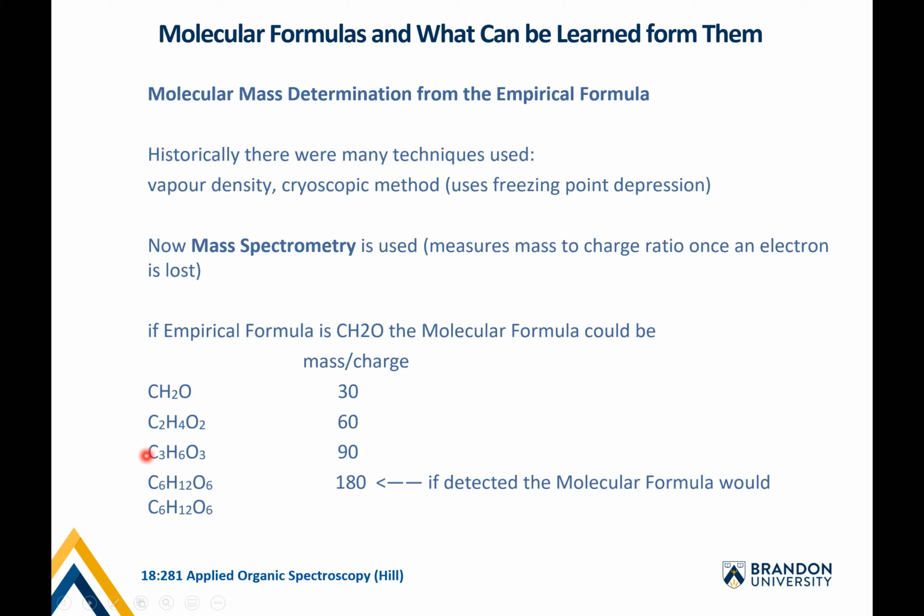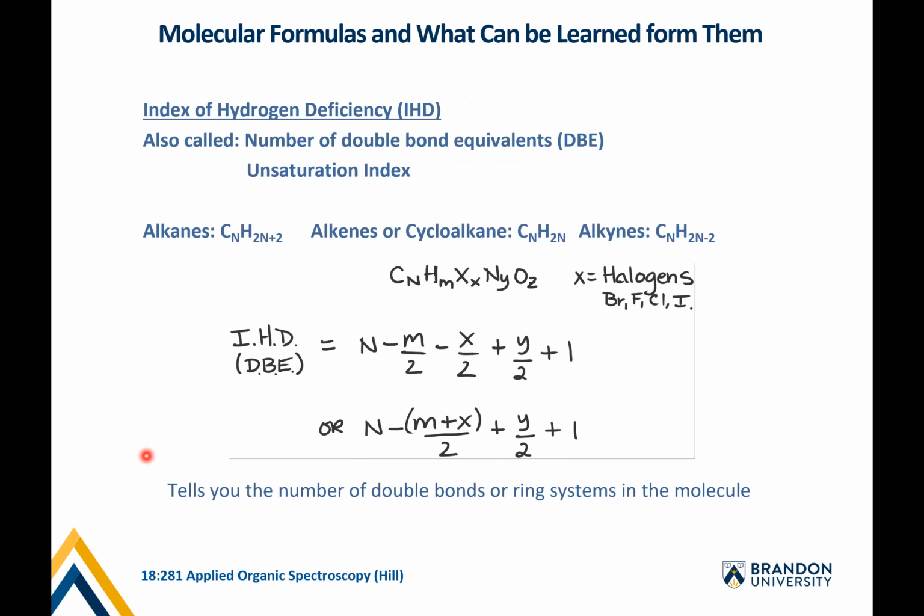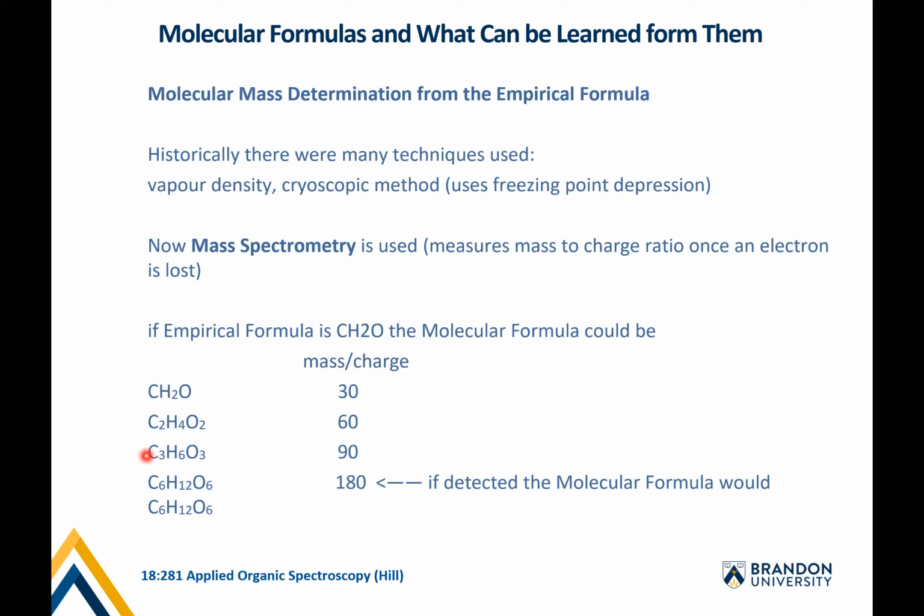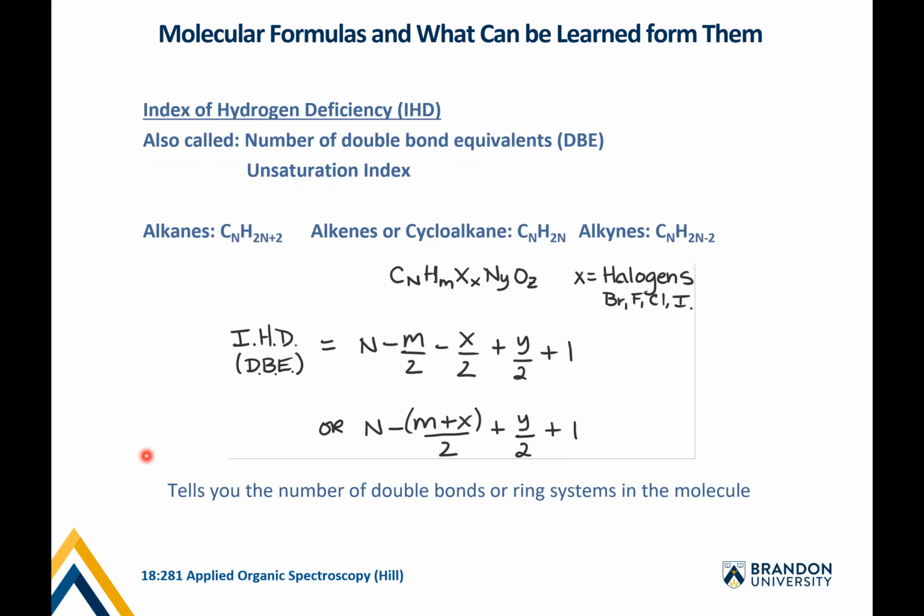So mass spec has really allowed this whole process to be far simpler, more precise, more accurate. Just a wonderful technique. But it's still important to know how to do a combustion analysis calculation and that type of thing. Okay, so once we have our molecular formula, there's a whole bunch of things that this will tell us.